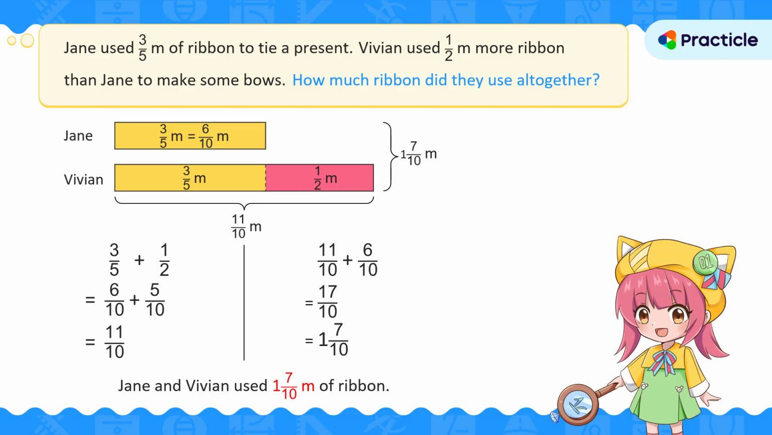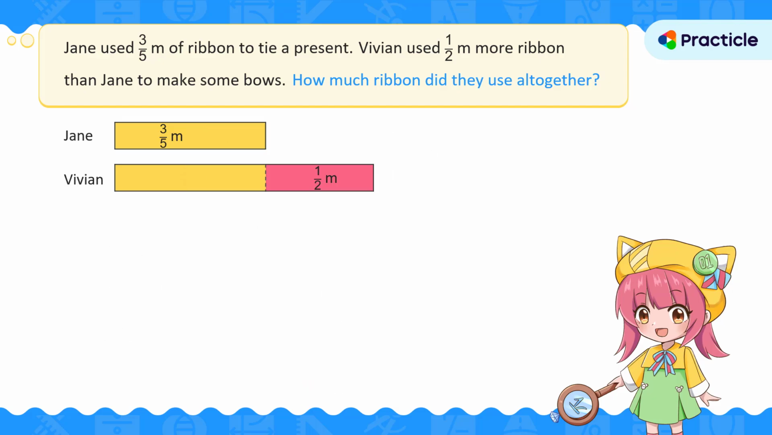Can you think of another way to solve this problem? From our model, we can see that Vivian's bar is as long as Jane's. This means that each bar must represent 3/5 meters. So instead of doing 2 steps, we can also add all the values in our model. 3/5 plus 3/5 is 6/5.